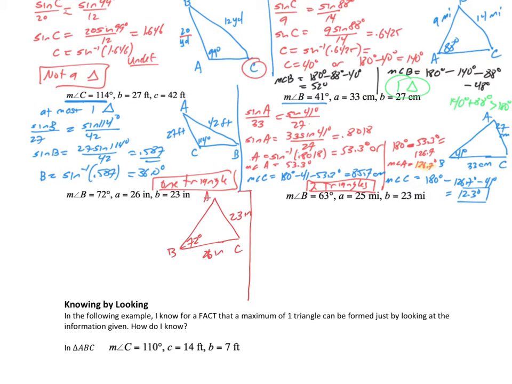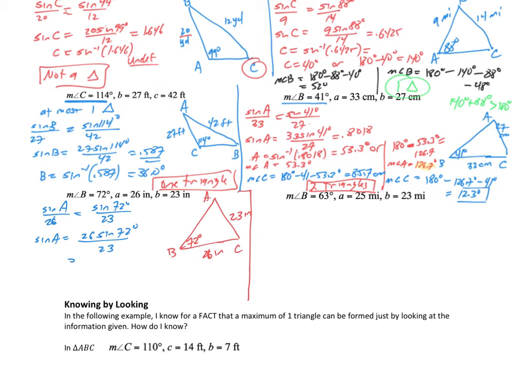We're going to be using angle A since we know the side length opposite it. So we're going to have sine of A over 26 is equal to sine of B, which is 72 degrees, over side length B, which is 23. Multiply both sides of the equation by 26. So we're going to get sine of A is 26 sine 72 degrees over 23.